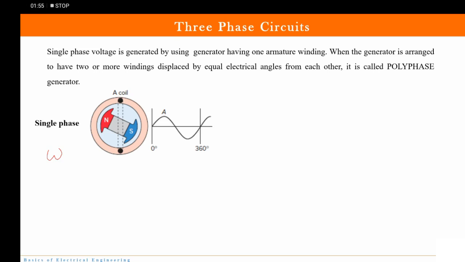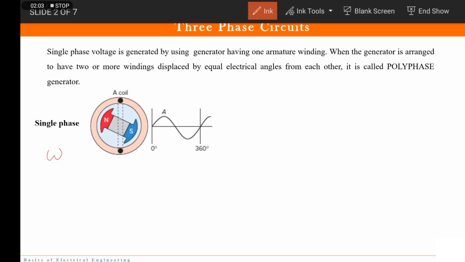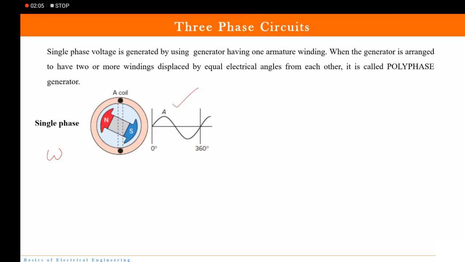Now we have only one set of armature coil and hence one AC signal is generated, which is shown in the diagram. Okay, this is how the signal is generated. Now, if you have two or more than two armatures, then how many signals will be generated? If you have two, then two signals will be generated. If you have three, three signals will be generated. So, a generator where we employ two or more windings, then the type of generator is called polyphase generator.